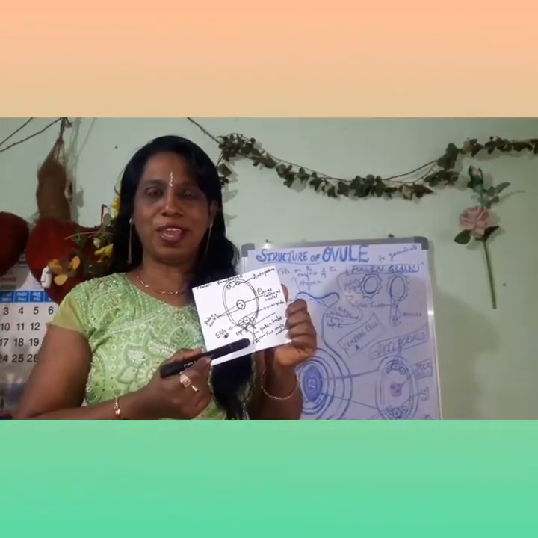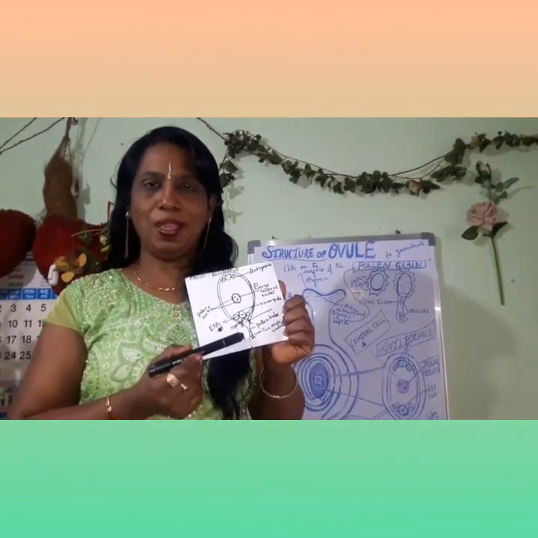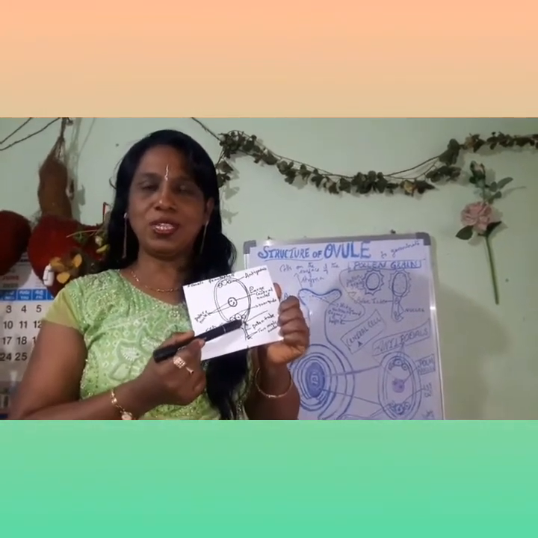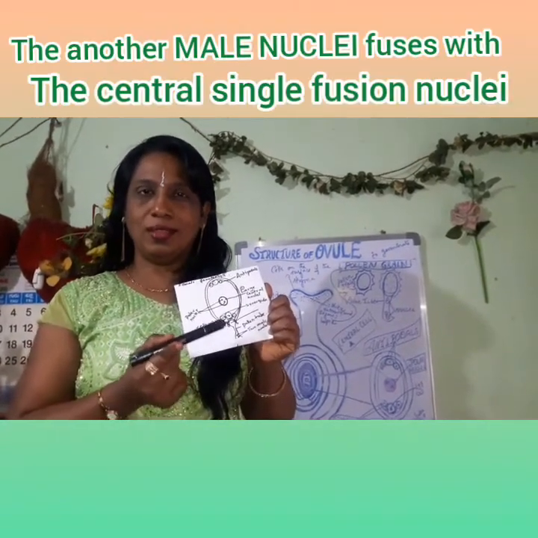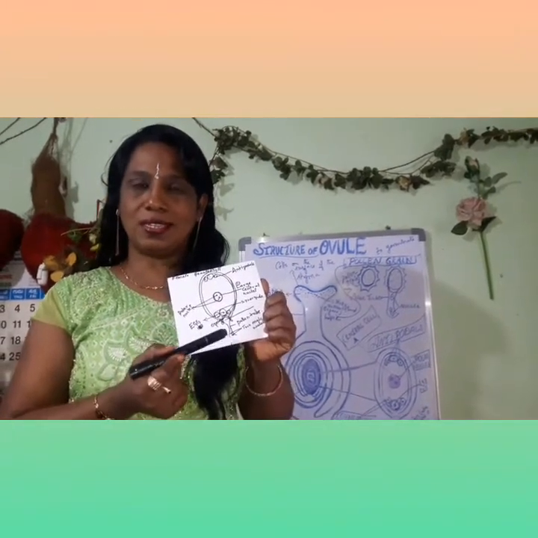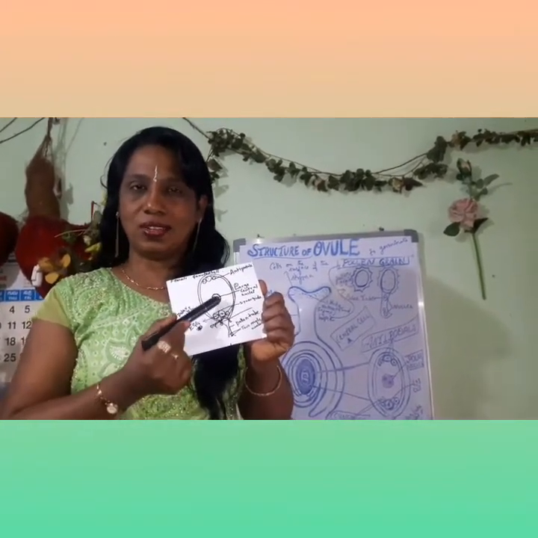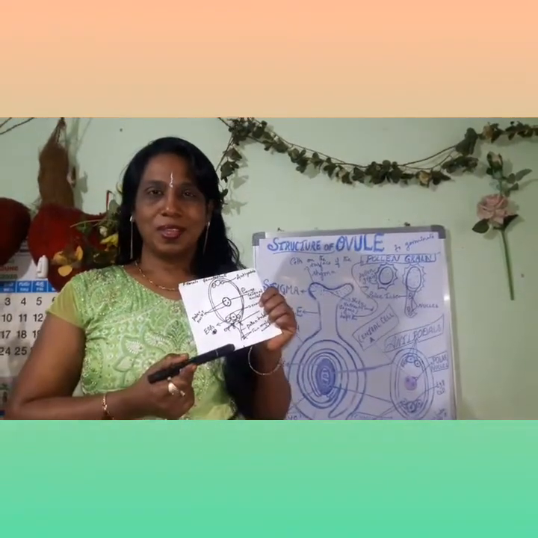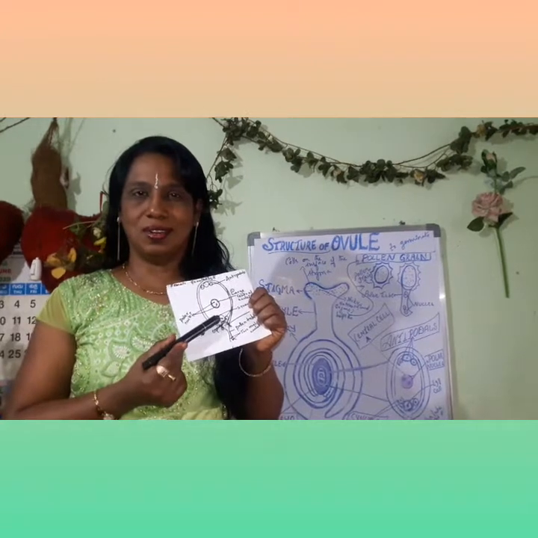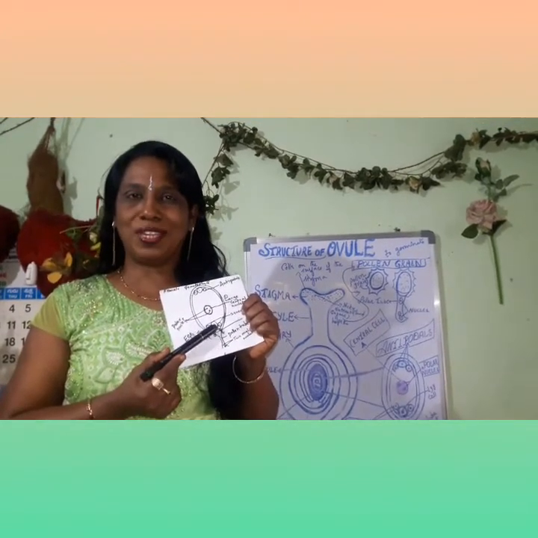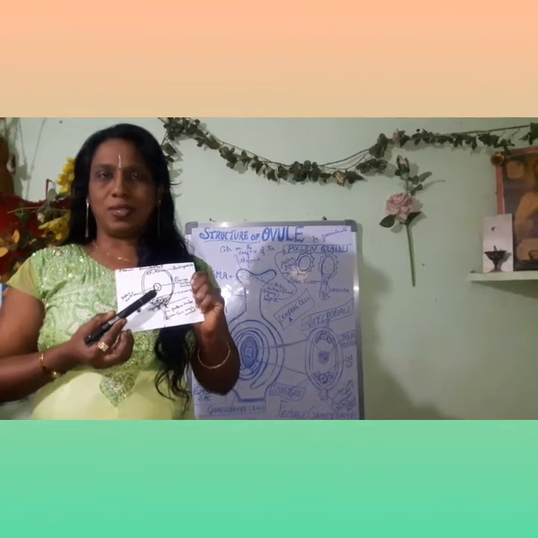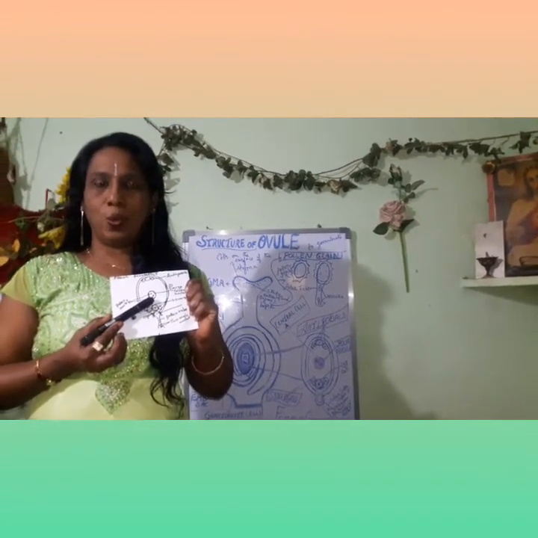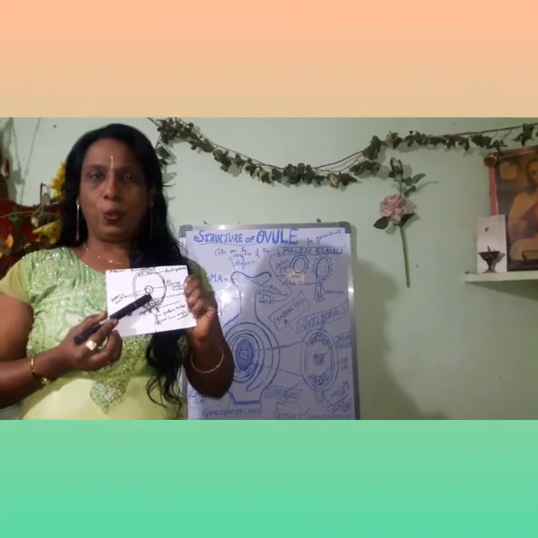In the pollen tube, we have seen that there are two male nuclei. One of these male nuclei fuses with the egg cell, forming a zygote. The other male nucleus in the pollen tube goes inside the central cell and fuses with the single fusion nucleus. The second male nucleus, deposited at the embryo sac, enters the center and unites with the single fusion nucleus.